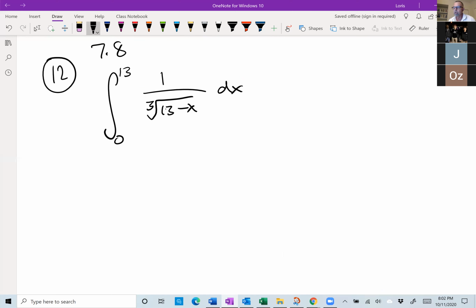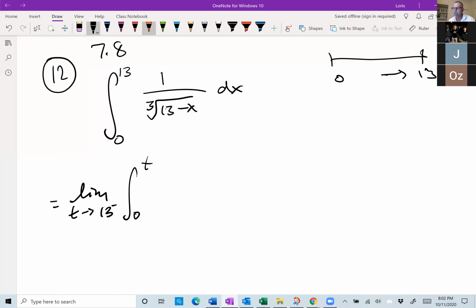Okay. What you notice is that if you plug in 13, you get 0 as the denominator. That's bad. So there's an infinite discontinuity there. Correct. So we change this to the limit as t goes to 13 from the left of the integral from 0 to t. Now let's make this 13 minus x to the negative 1/3 power, because the cube root of x is x to the 1/3, and it's in the denominator, so you make it negative.